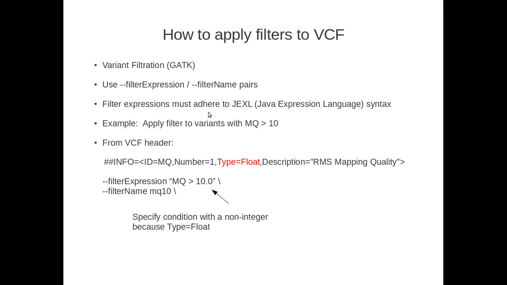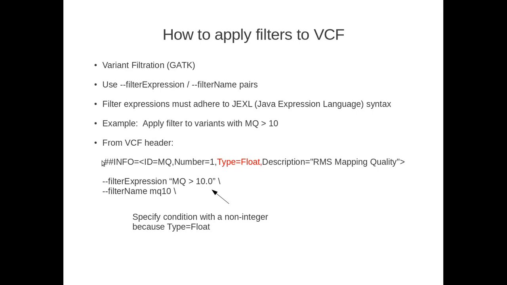So this gets into a little bit of things that I certainly had hoped to avoid when I became interested in bioinformatics, but something obscure like the JEXL Java expression language is the language that's used to evaluate certain conditions at the command line. And so here we have an example. Let's say that we want to apply a filter to variants with an MQ greater than 10. So MQ, I won't go into exactly what that is. It's the RMS mapping quality.